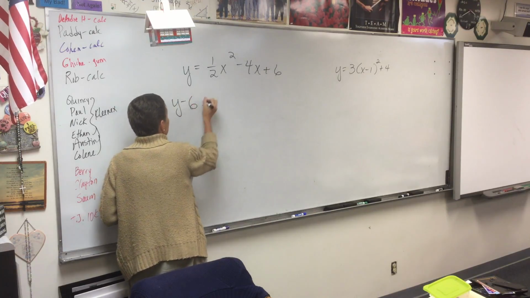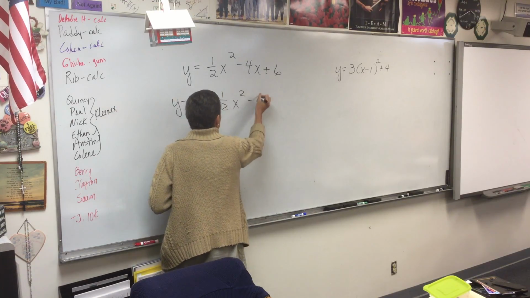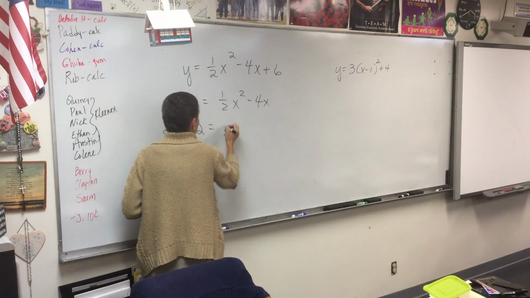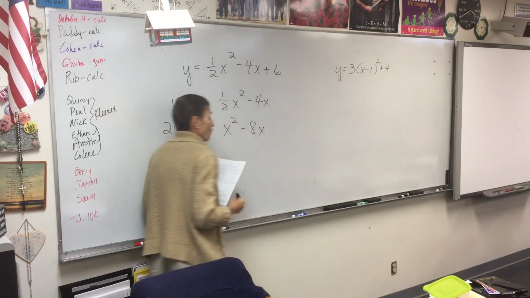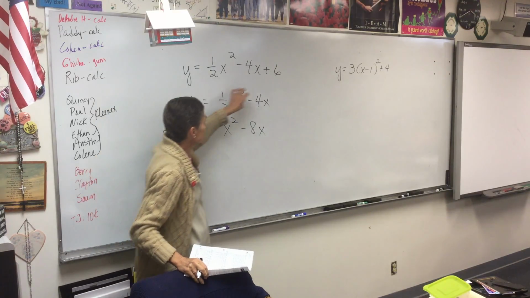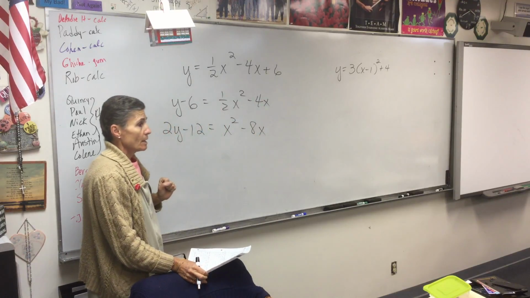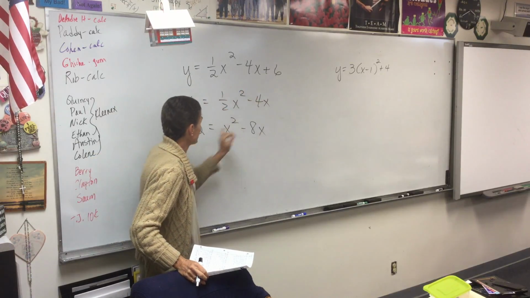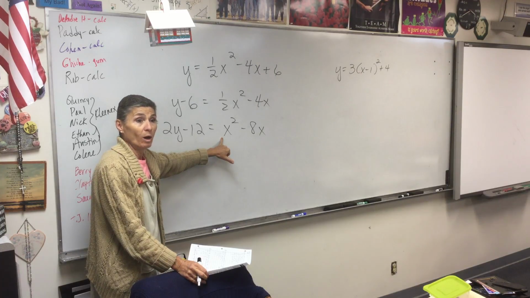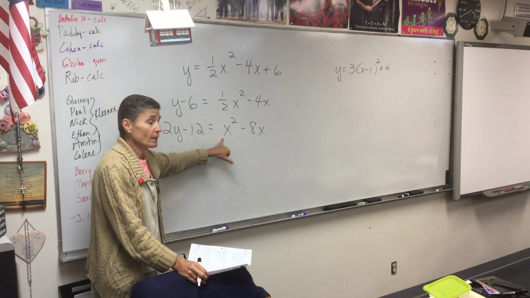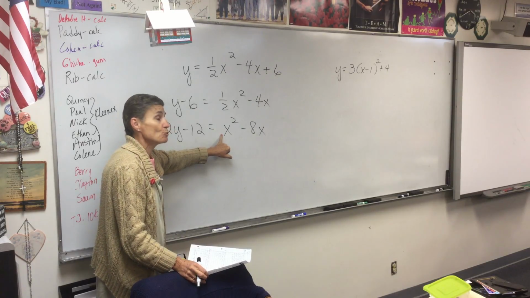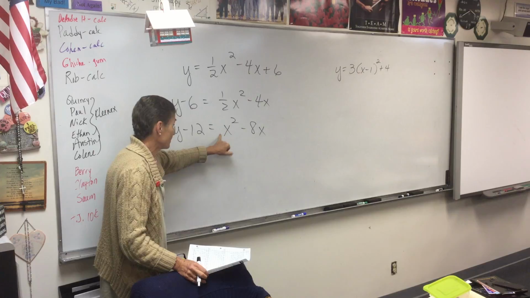So we'll subtract 6 and multiply by 2. Now, when you multiply by 2, you multiply everything by 2. And the purpose of multiplying by 2 is to get this coefficient right here to be a 1. If you're going to complete the square, that has to be a 1. You can't complete the square if there is a number here.